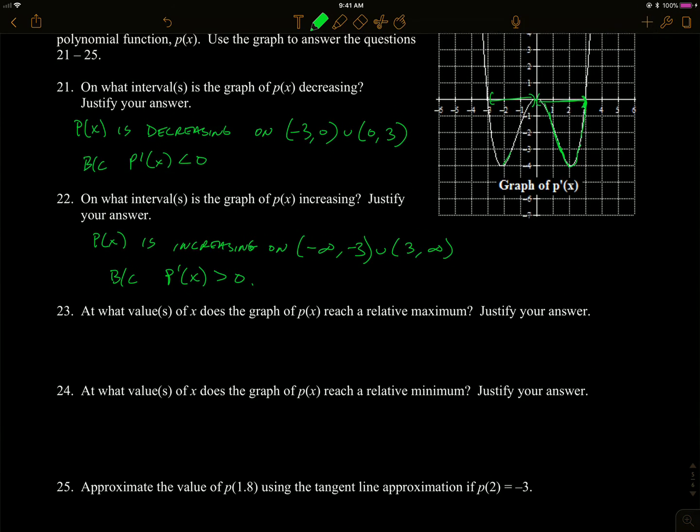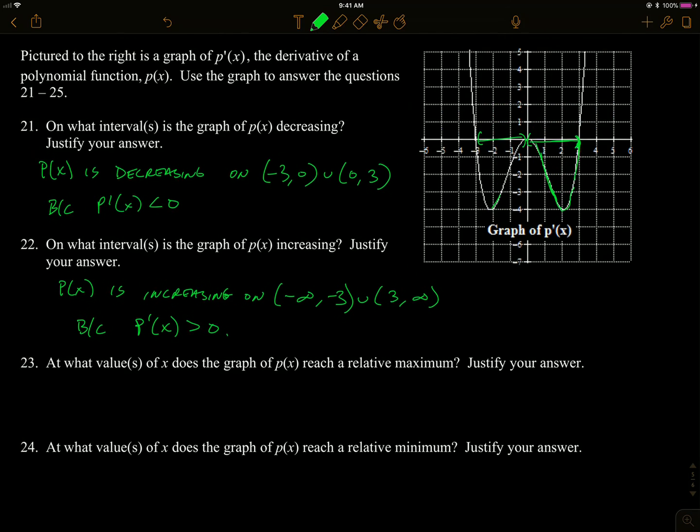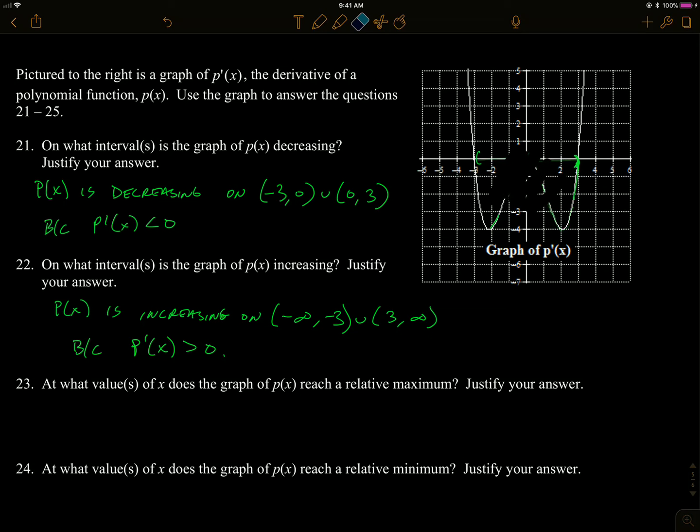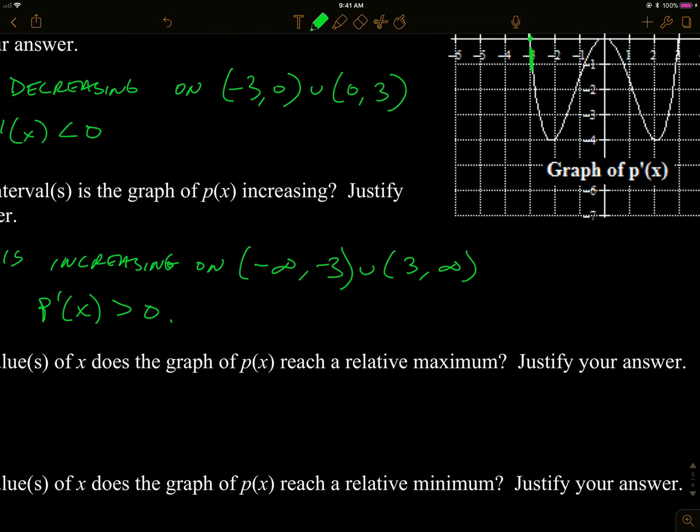All right, now they're going to ask us about a maximum and a minimum. So at what value does p of x reach a maximum? There's a relative maximum on p when p prime switches from positive to negative, which looks like that occurs right here, from above to below. Does it ever happen again? No, that's the only spot, it looks like.